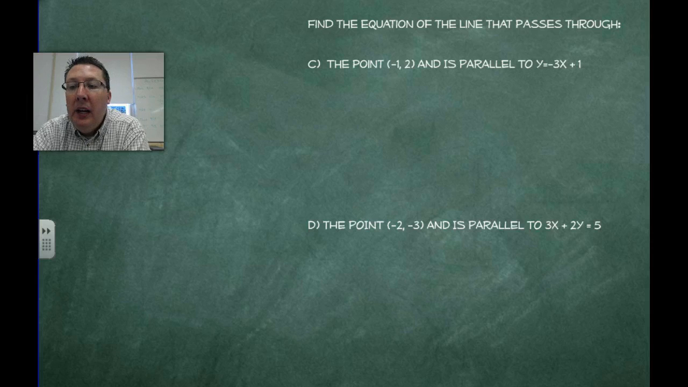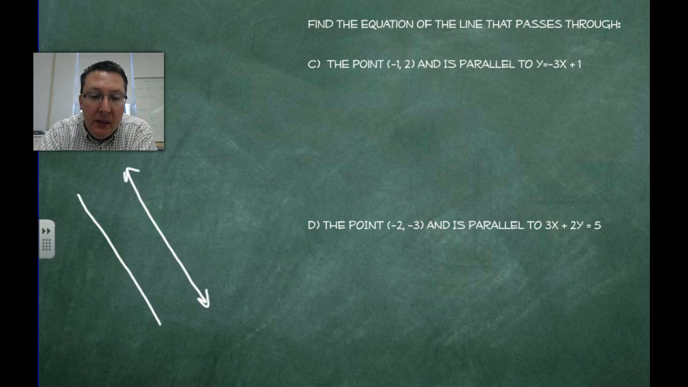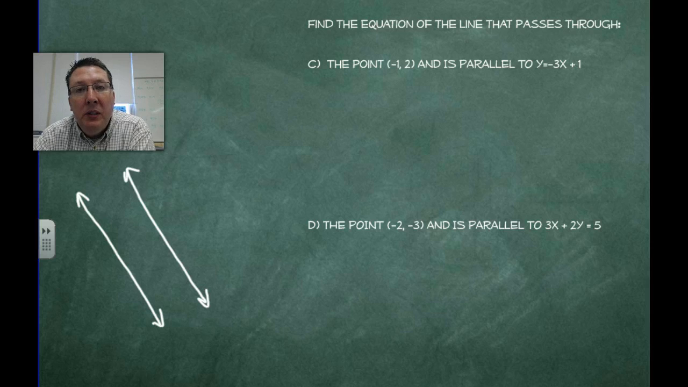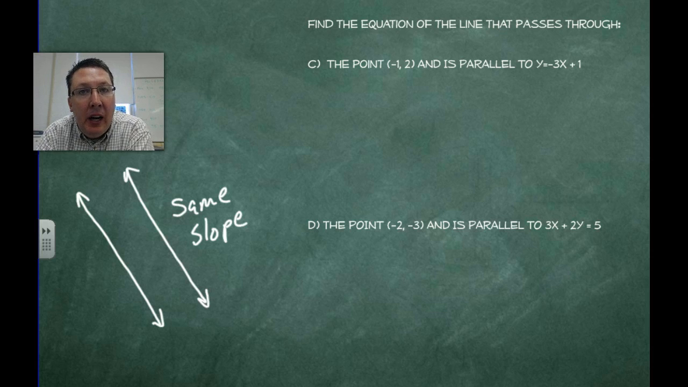This topic, we're looking at the equation of a line. It's still going to pass through a certain point, but we want it parallel to another line. The thing you need to know about parallel lines: the definition is two lines that never intersect. So they stay the same distance apart, and in order for them to stay the same distance apart, they have to have the same slope. So parallel lines have the same slope. They have to be positioned the same on the graph.